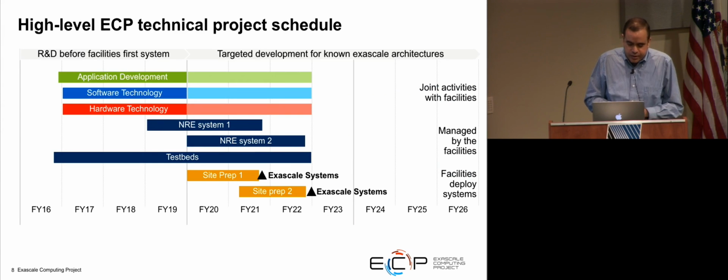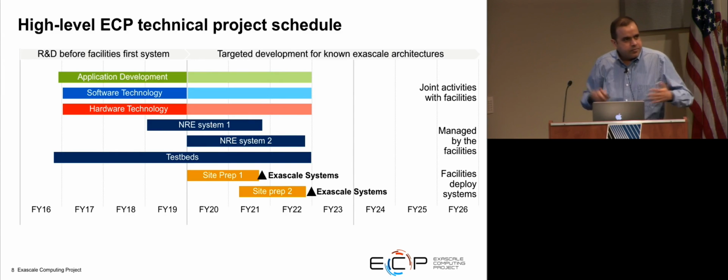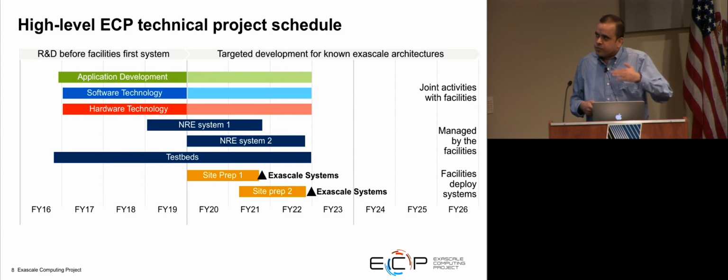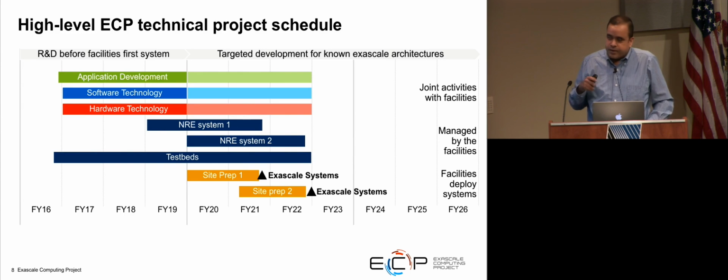So this is a high-level technical project schedule. So the first 3 years of the project, until about 2019, there's application development work, which I'll talk about. There's work in software. There's work in hardware, which involves funding the vendors to accelerate their roadmap. Then there's sort of a phase shift at this point, because this work will continue in applications and software and in hardware, but by then the first system will be known.